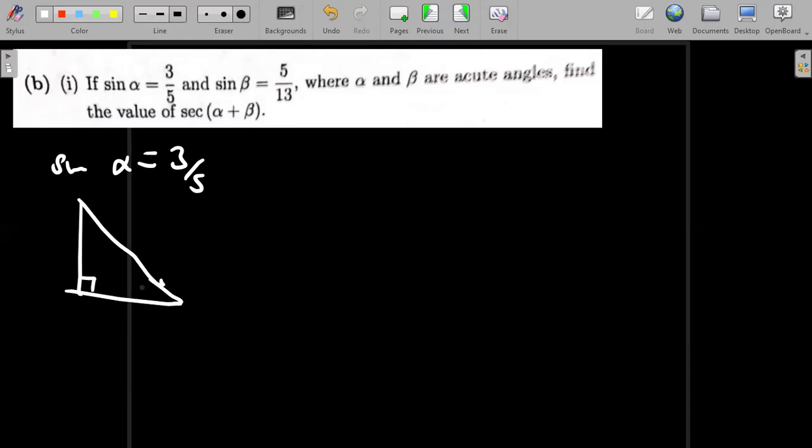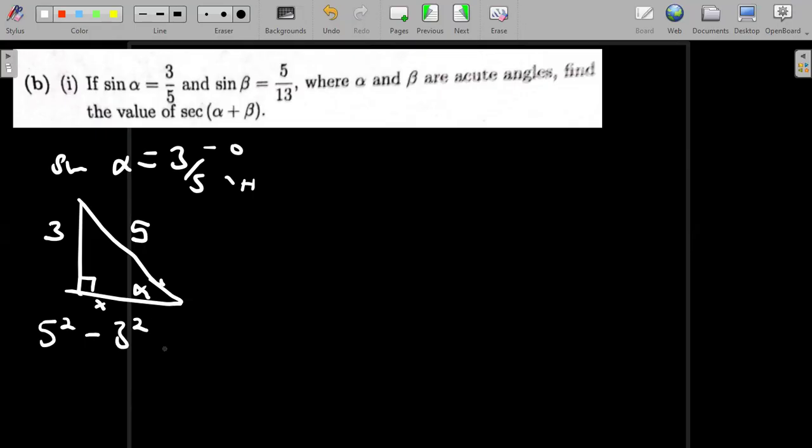Say our angle here is alpha, and we know that sine is just opposite over hypotenuse. So that's your O and that's your H. From this angle, our opposite is here, so 3 will be there, and our hypotenuse is there, 5. To find this adjacent side, you just say 5 squared, the hypotenuse squared, minus 3 squared. Then it will give you this side.